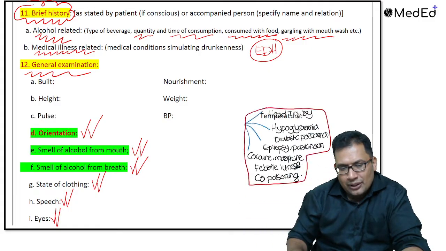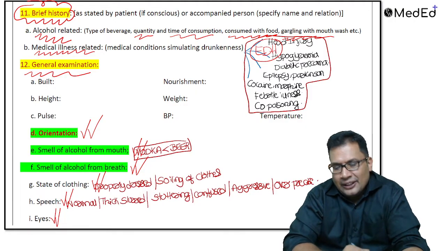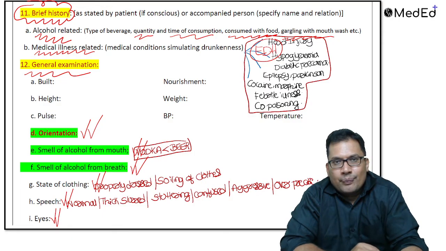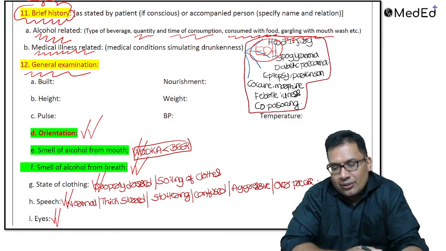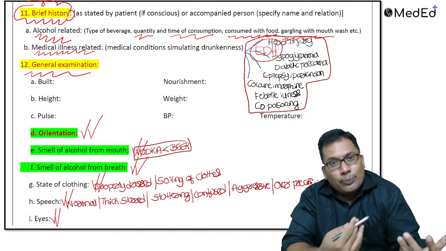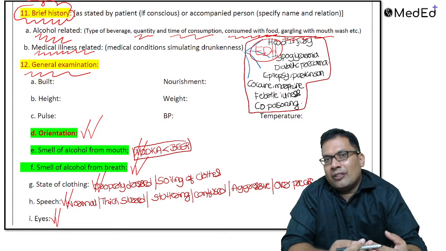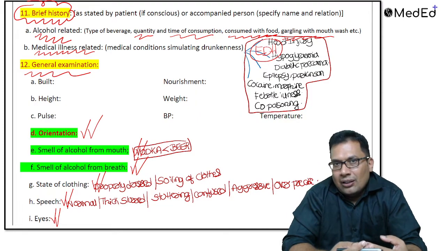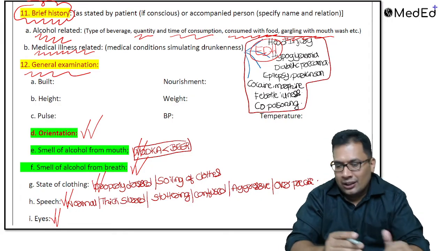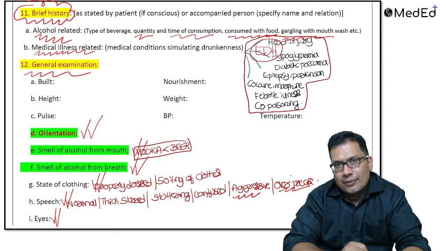So in general examination, some important points like speech, whether it is normal speech, thick slurred speech, or stuttering speech, or behavior which can be confused, aggressive behavior. Because alcohol is a CNS depressant, it affects the higher inhibitory center. When inhibitory center is inhibited, there will be stimulation of the brain. Can be an aggressive person, over precise.